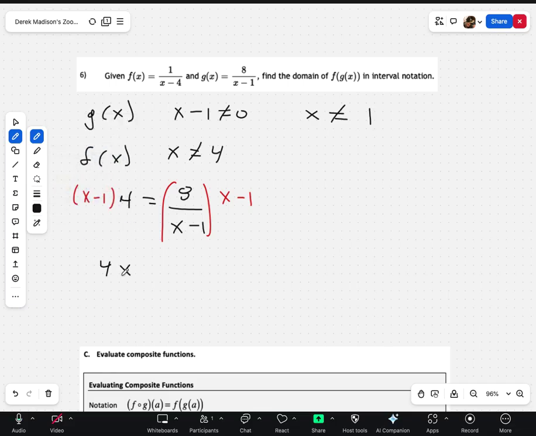So that would be 4x minus 4 equals 8. Bring the 4 over, 4x equals 12, and x equals 3. So that would be the other number that can't be in the domain. If you were to set up the composite of this and simplified, you would be able to see in the denominator that x couldn't be 3.